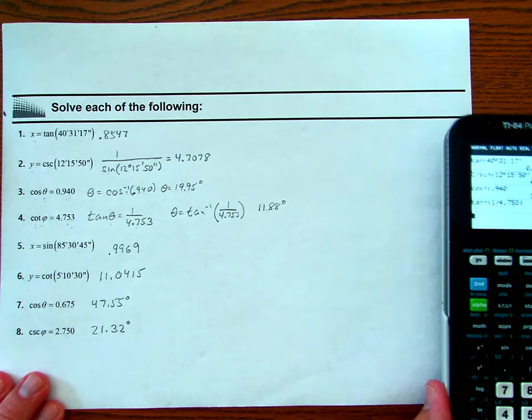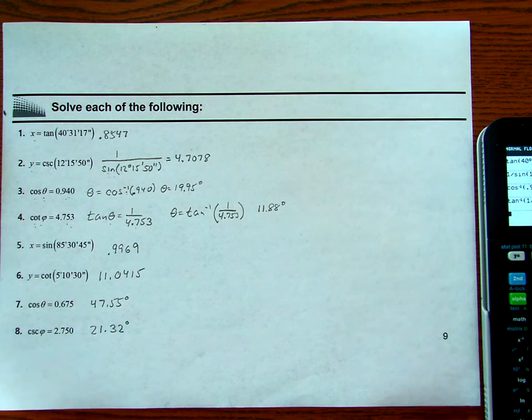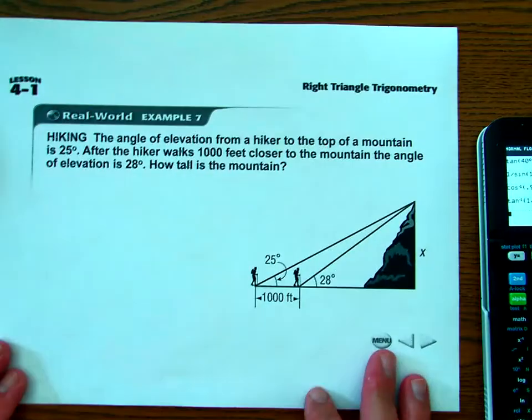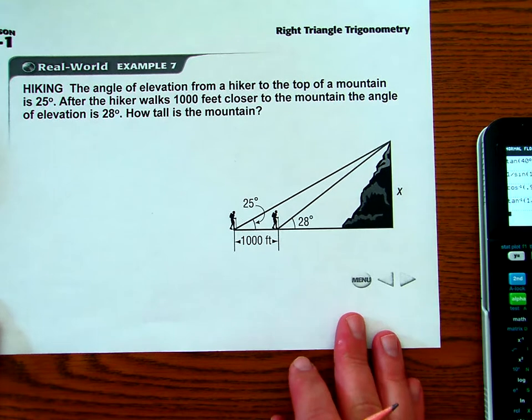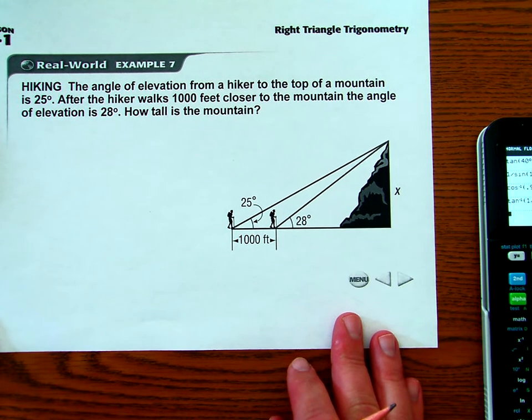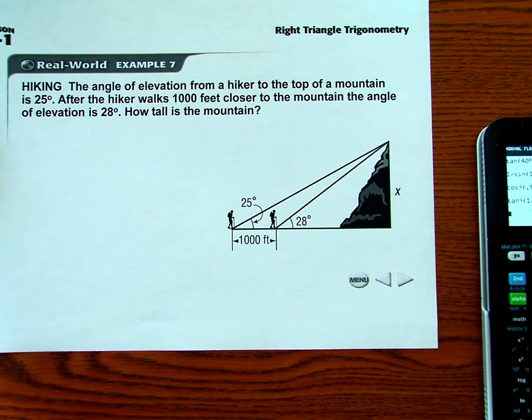All right, now on to some word problems. It says the angle of elevation from a hiker to the top of a mountain is 25 degrees. After the hiker walks 1,000 feet closer to the mountain, the angle of elevation is 28 degrees. How tall is the mountain?